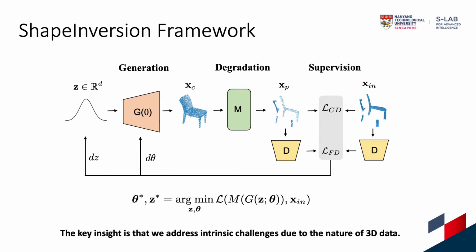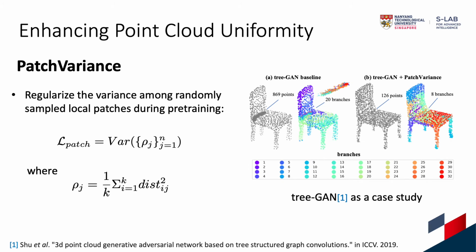The key insight is that we address intrinsic challenges due to the nature of 3D data. Unlike 2D images that follow a grid-like structure, the unstructured nature of point clouds often leads to non-uniformity, which undermines the fidelity of our prediction. We thus propose a uniform loss called patch variance to regularize the density variance among randomly sampled local patches all over the object surface during pre-training.